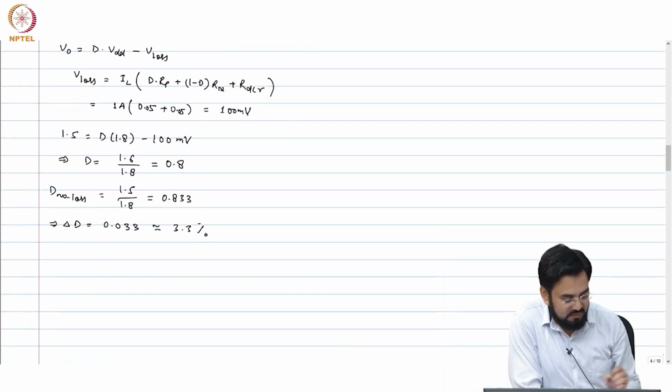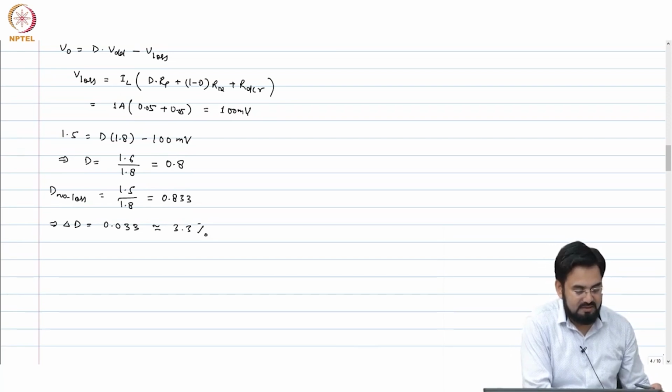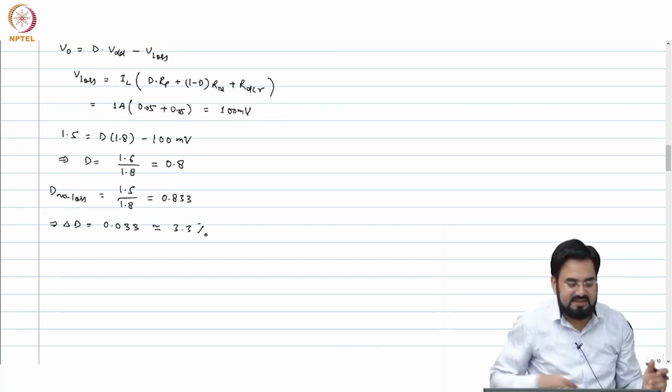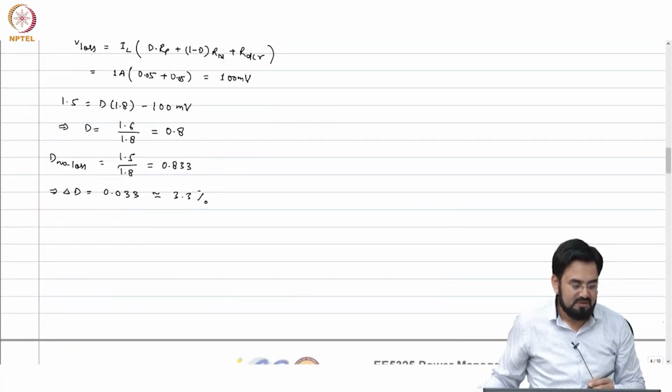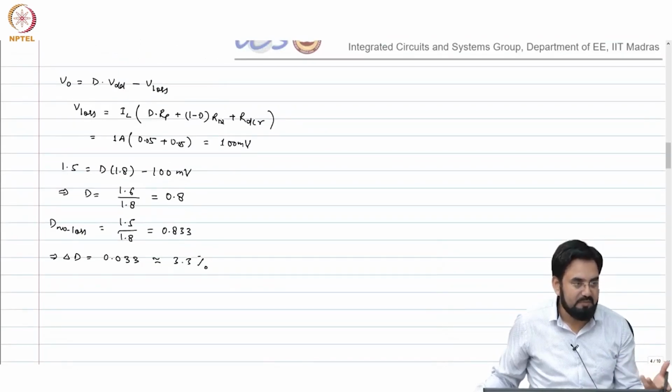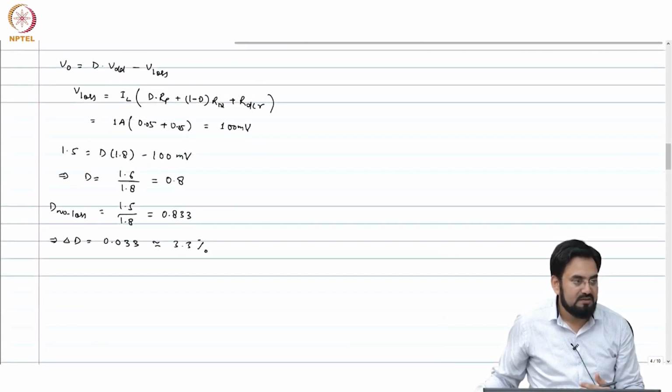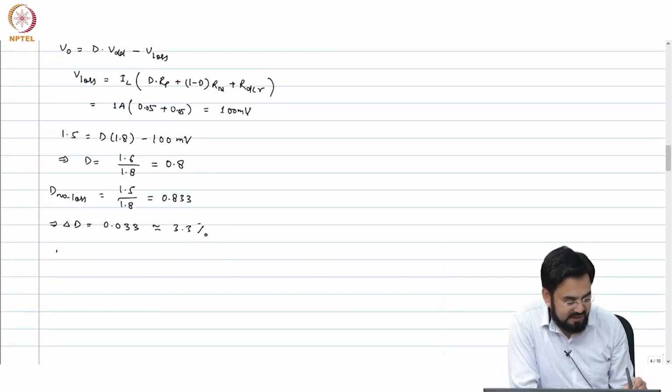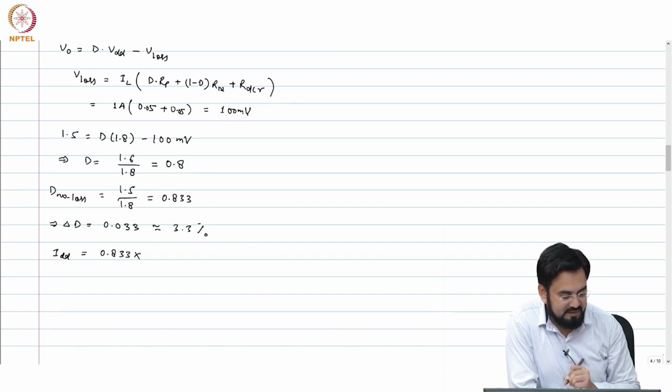And what about the efficiency? So, let us calculate both ways and see if we get the same. So, one way you know the input power, output power. Okay. What is the input current? IDD. 0.833 multiplied by, sorry, 0.8.